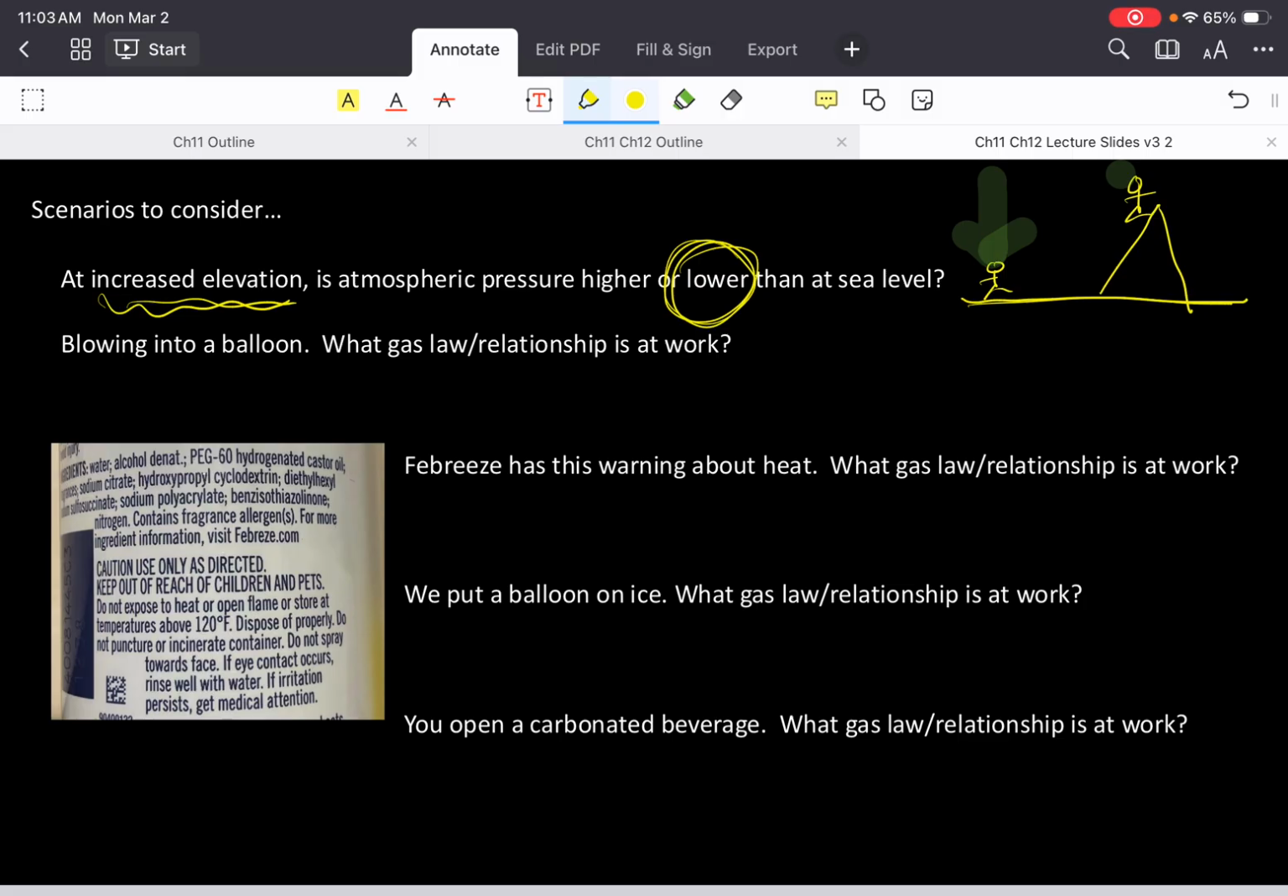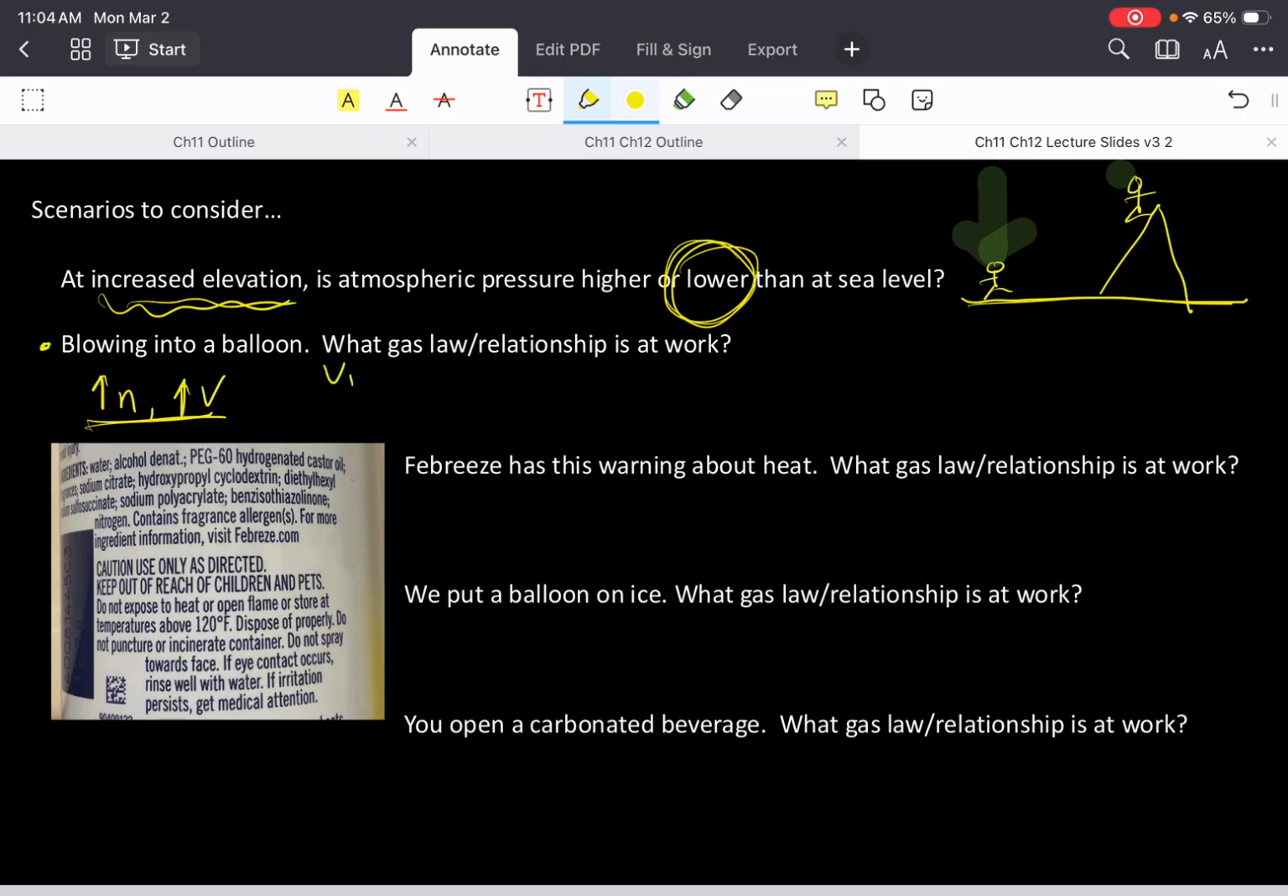Blowing into a balloon: what gas law or relationship is at work? As we blow into a balloon, what are we doing? We are increasing the moles. With every exhalation into the balloon, we are adding more gas molecules, so we are increasing the N. And what do we notice happens? The volume of the balloon gets bigger, meaning that volume and moles have a direct relationship, which we should know because we've all probably had to blow up balloons for a birthday party before.